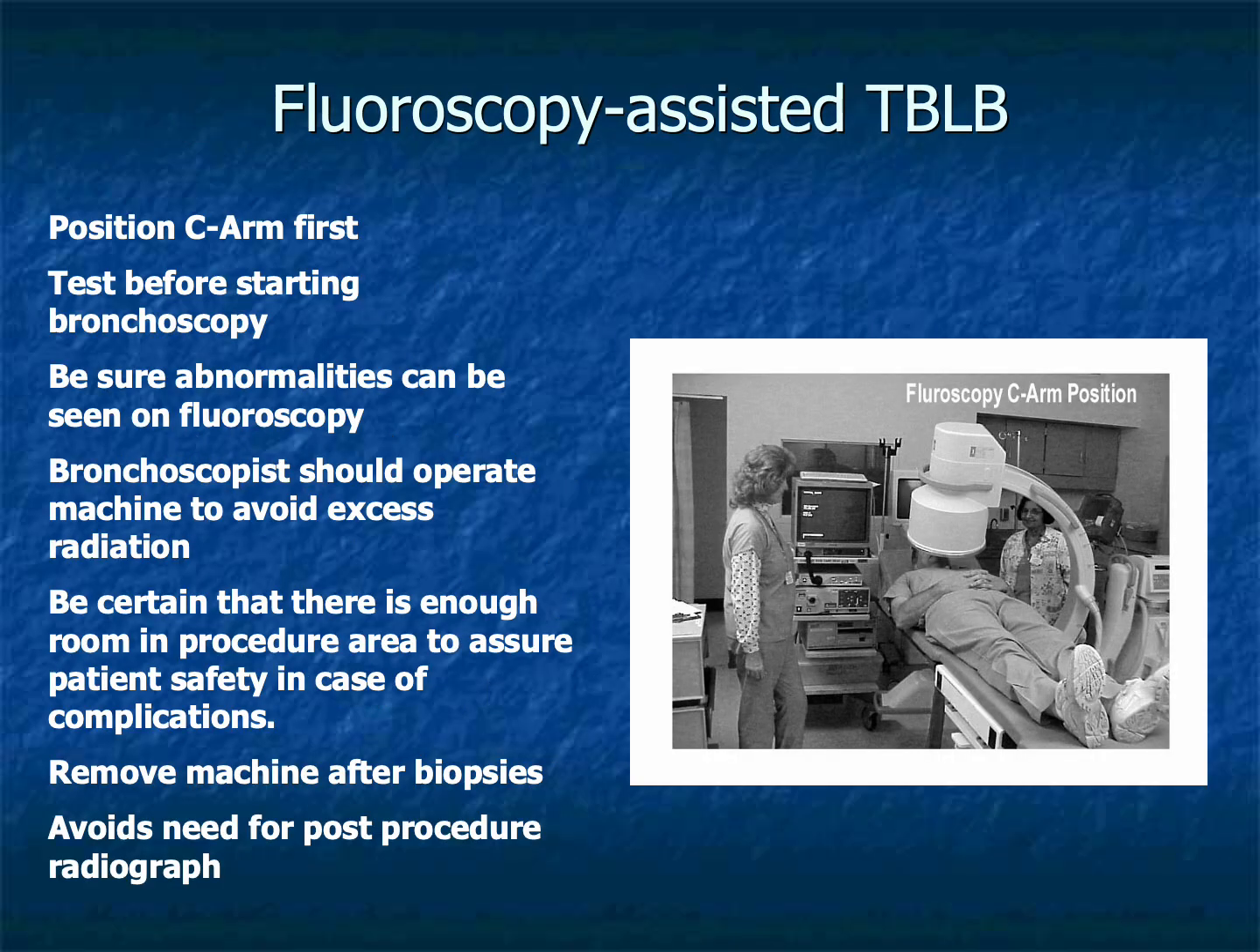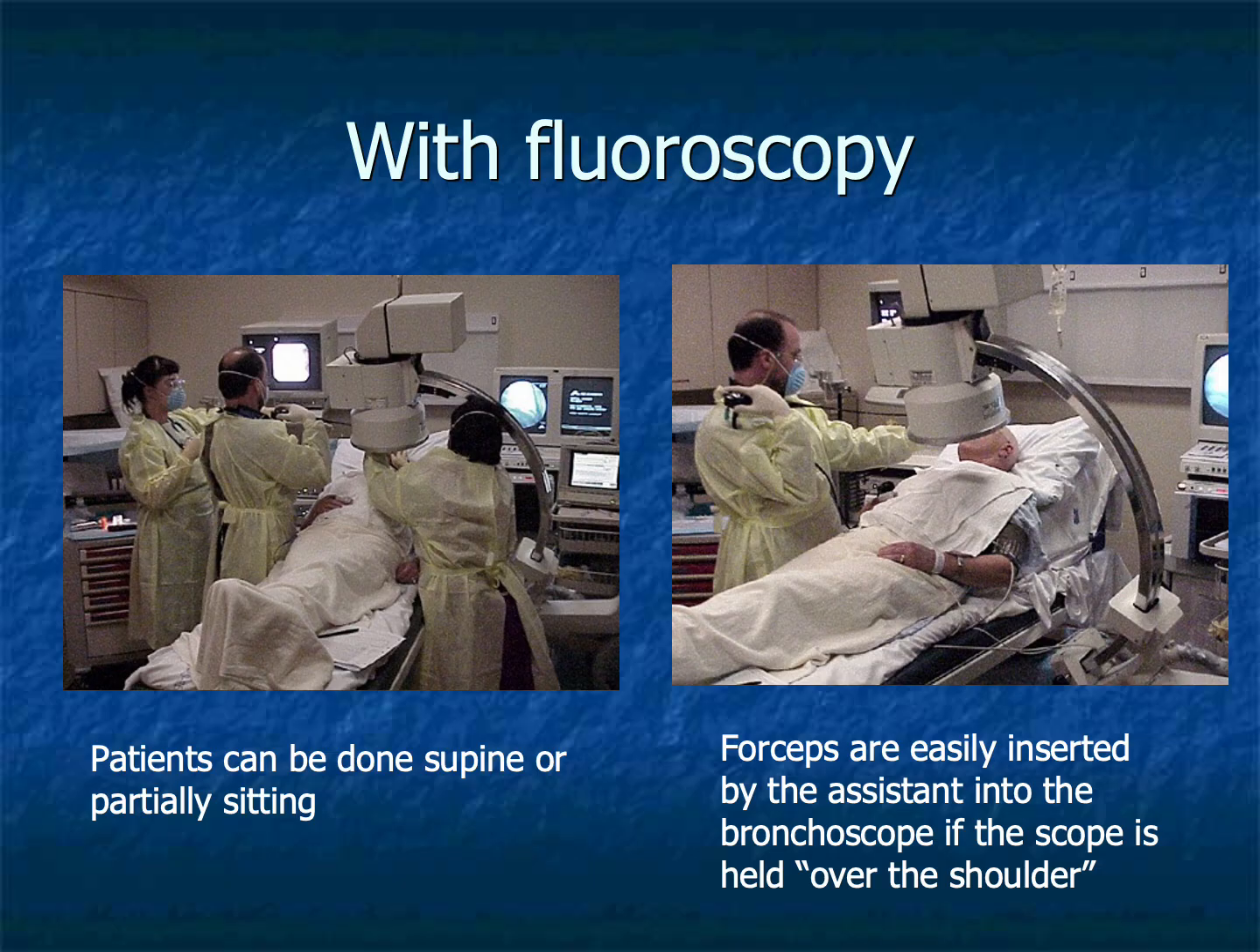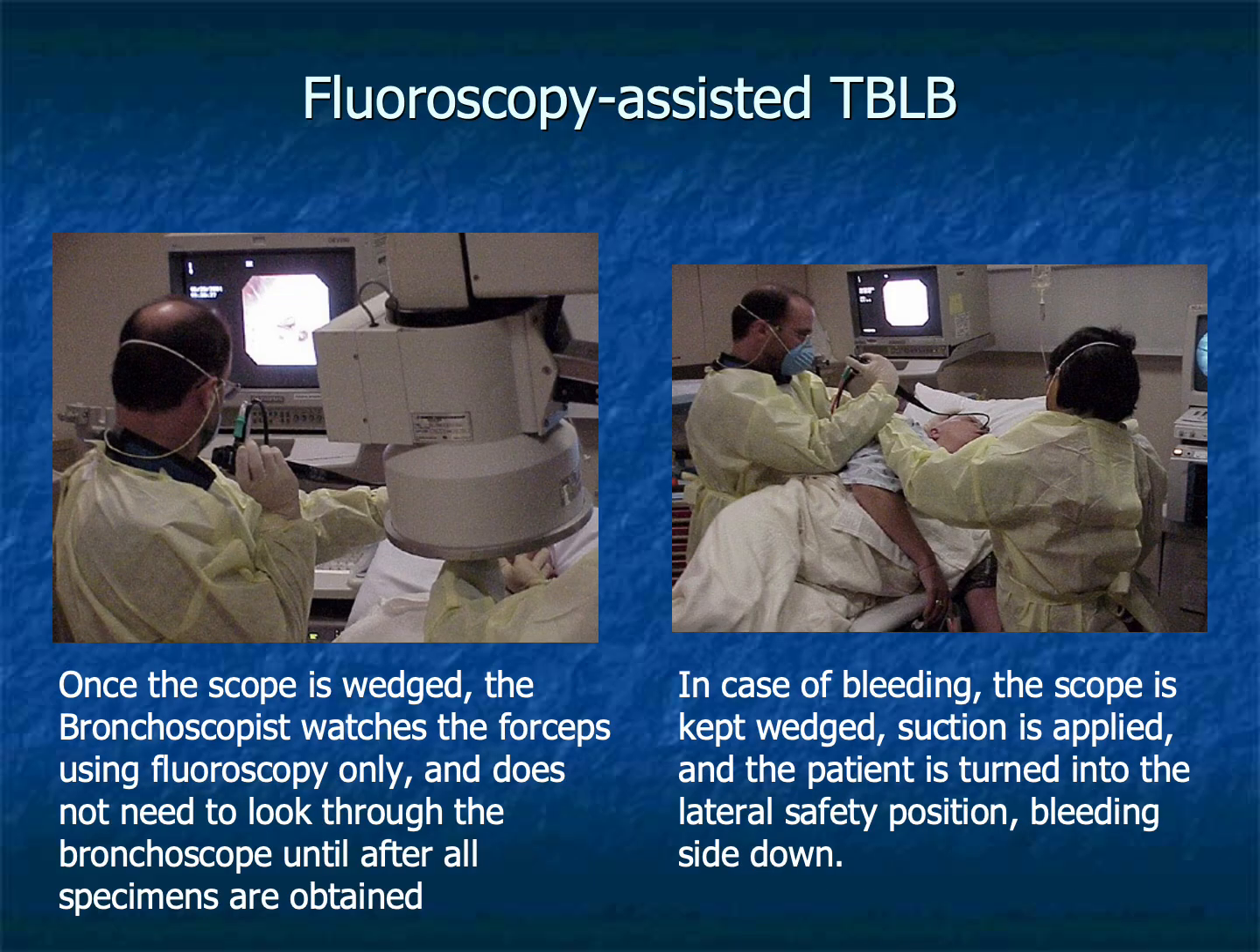Successful use of fluoroscopy requires preparation before bronchoscopy begins. The C-arm, if used, should be positioned, tested, and adjusted before sedation whenever possible. The bronchoscopist should remain familiar with radiation safety principles and minimize fluoroscopy time throughout the procedure. Keeping your body and the scope out of the fluoroscopy field is essential. Even while using fluoroscopy, patients can be moved into the lateral safety position in case of bleeding.